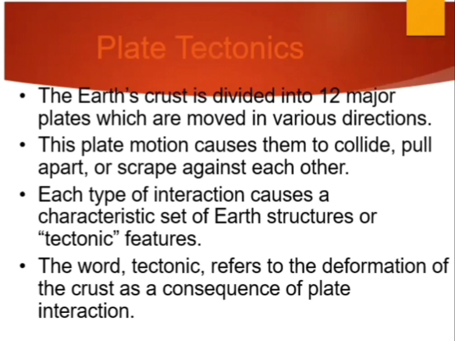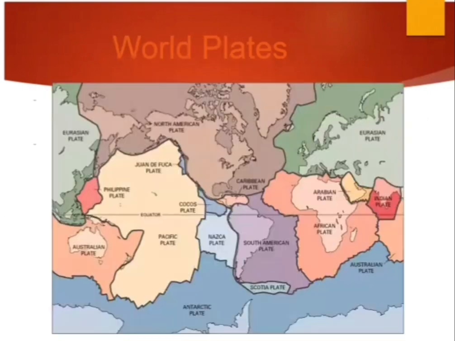Now, each type of interaction causes a characteristic set of Earth structures or tectonic features. The word tectonic refers to the deformation of the crust as a consequence of plate interaction. So tectonic means the Earth's crust changes or deforms because of tectonic movement or tectonic forces.